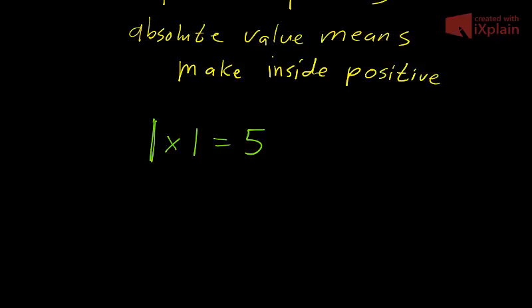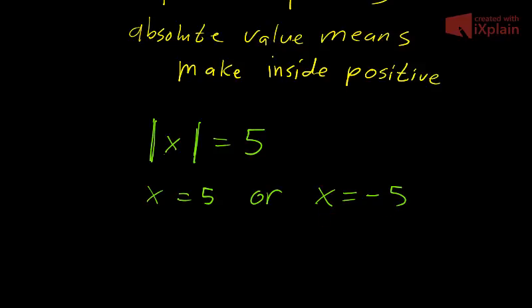So if the absolute value of x is 5, let's just look at this intuitively. X could definitely equal 5, and the absolute value of 5 is 5. Or there's another solution: x equals negative 5. If we put a negative 5 in here and take the absolute value, that makes the inside positive, so the absolute value would equal 5. X is negative 5, we're good to go.